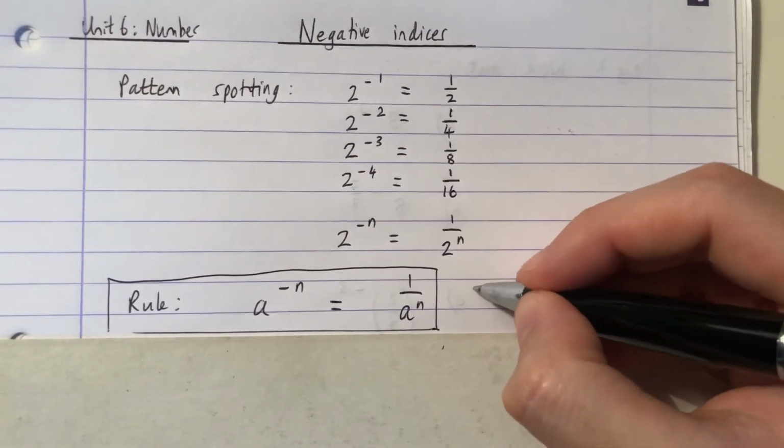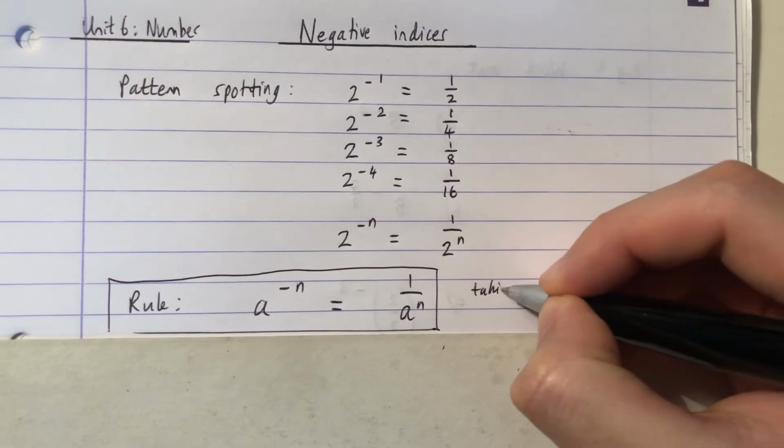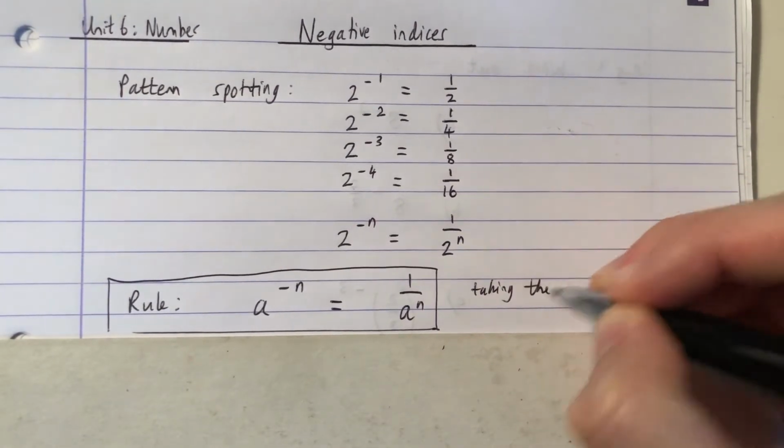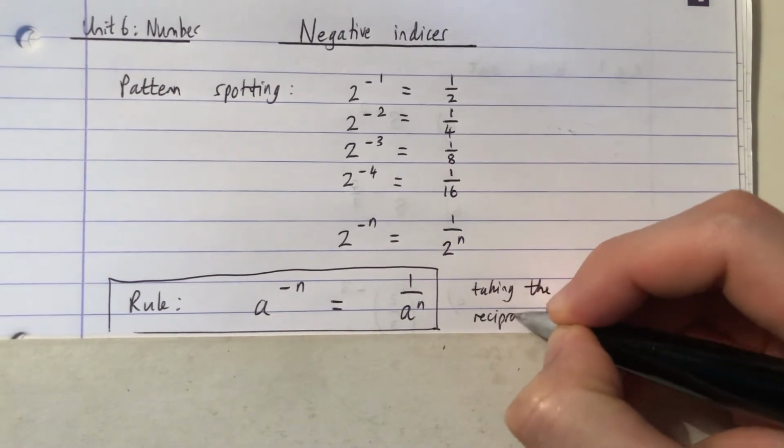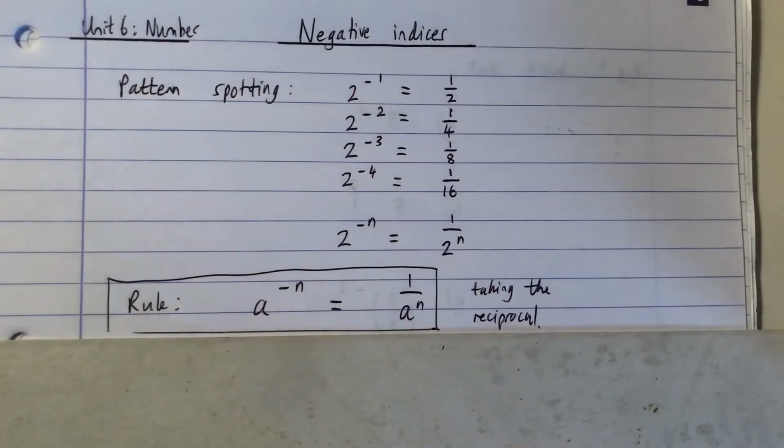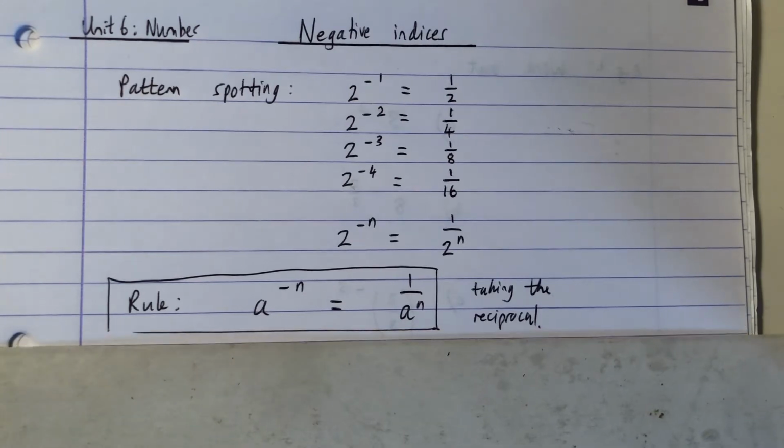This is called taking the reciprocal, by the way. The reciprocal of a number is when you do 1 over it. So you might see that in some textbooks or in some revision guides, etc. Taking the reciprocal is 1 over.